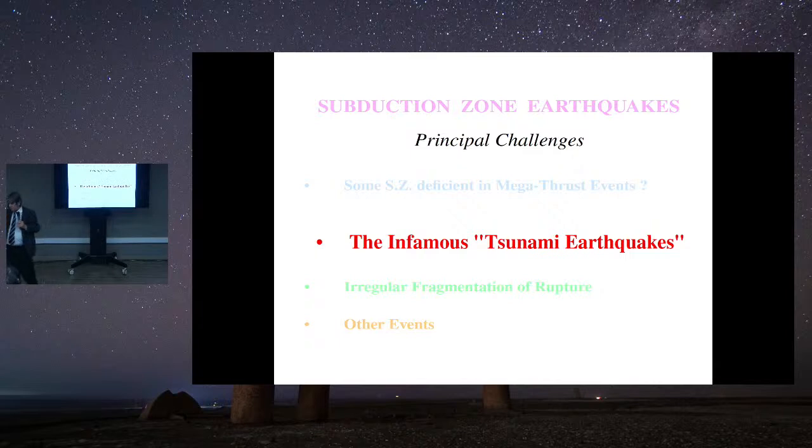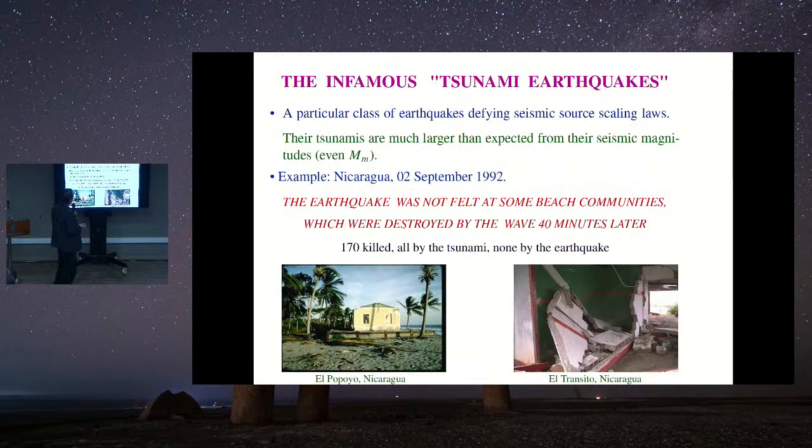Second challenge, the infamous tsunami earthquakes. We've all heard about this. These are earthquakes which were defined by Hiroo Kanamori in a 1972 paper as events whose tsunami is bigger than what you would expect from the seismograms, from the seismic studies, and in particular from the conventional magnitudes. A typical case is Nicaragua in 1992.